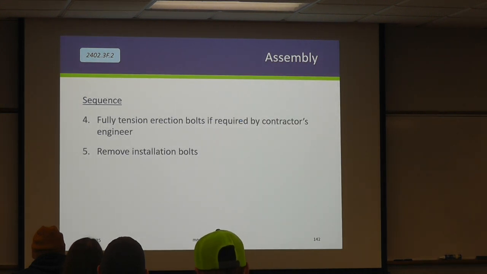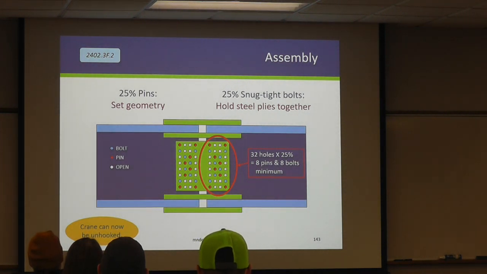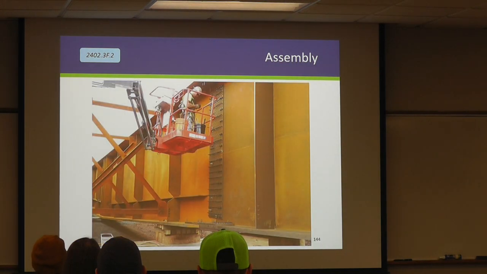If they need to fully tension the erection bolts, they would do that now at this phase, and remove any remaining installation bolts that haven't been taken out. Then they can unhook the crane. So it should look something like this, well distributed. Here's another take on it.